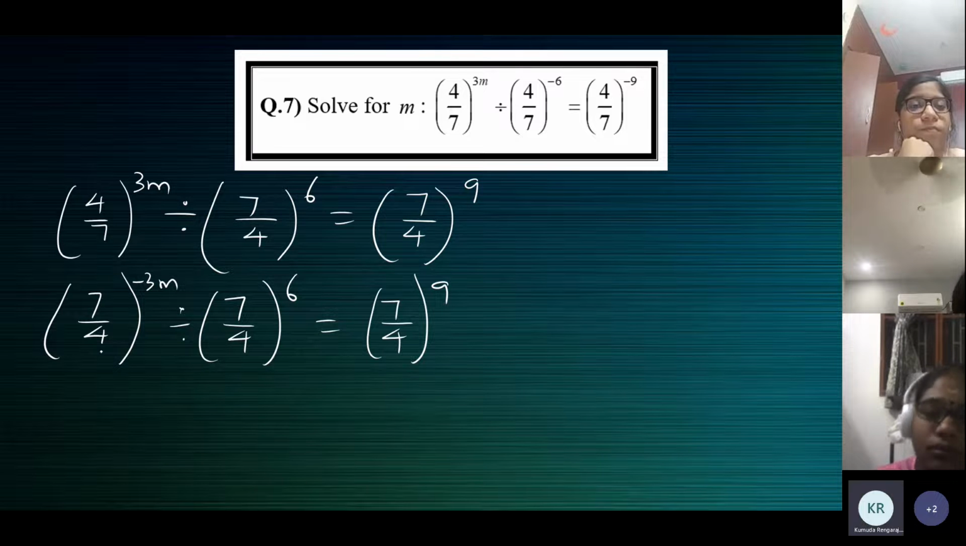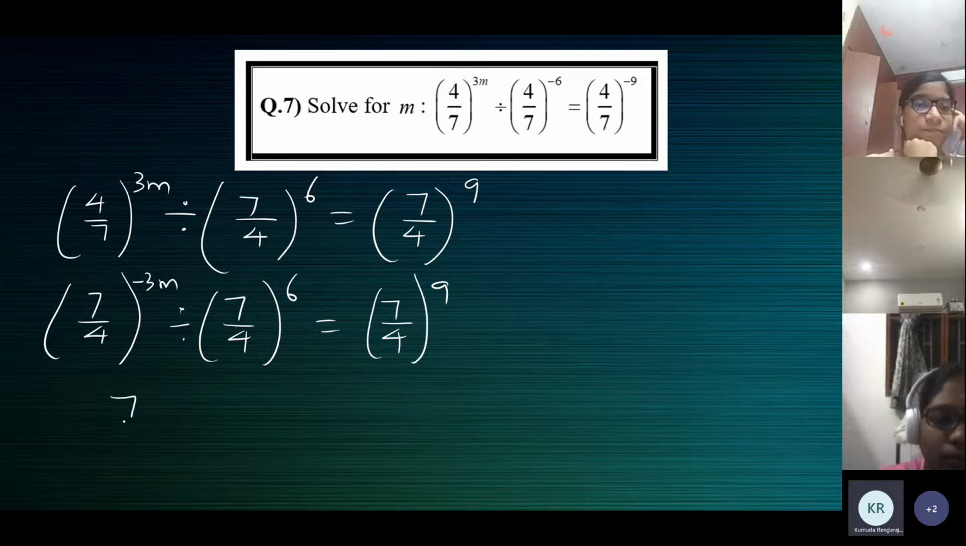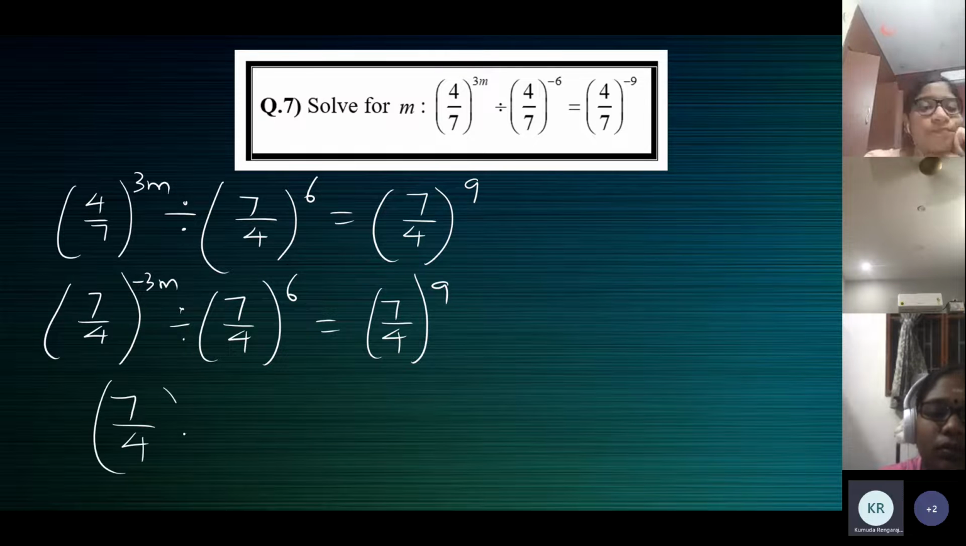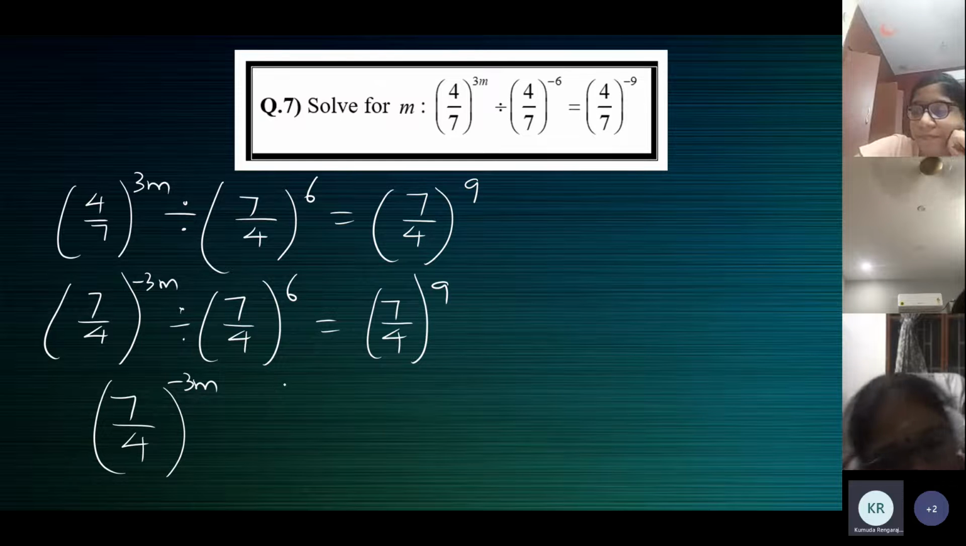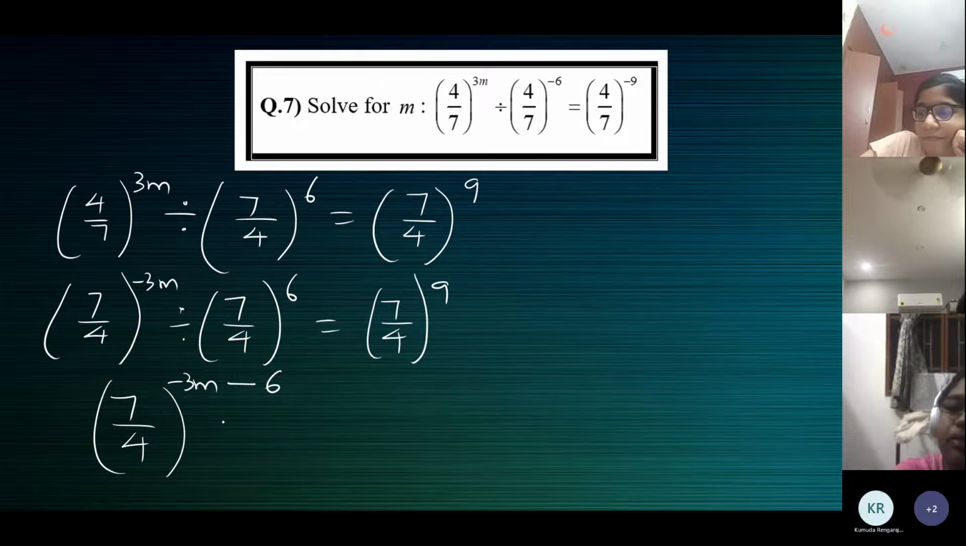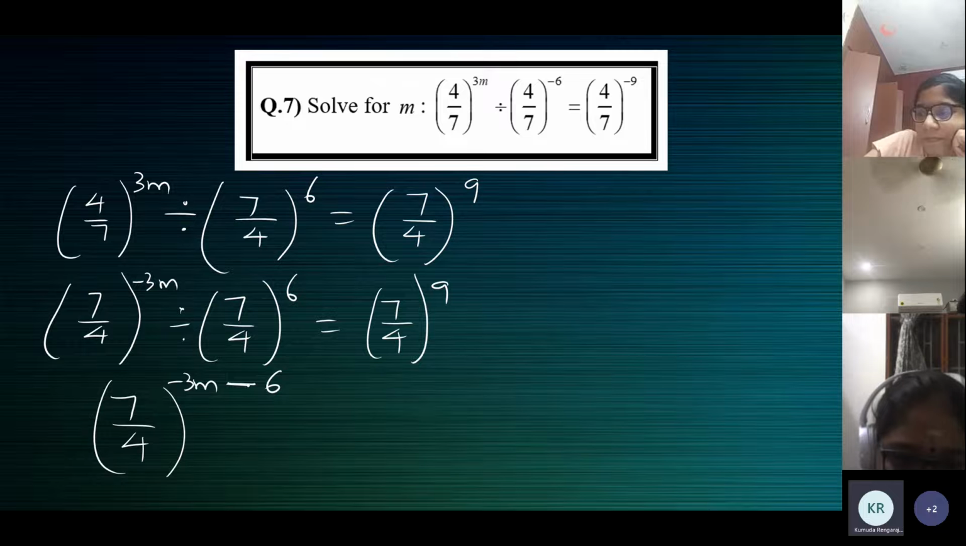Now I'm happy. Oh, the bases are same. 7 by 4, 7 by 4, it's division. So we can subtract the powers. I'm happy because I can use a law and simplify further. So 7 by 4, write the base once and subtract the powers. The first power is minus 3m. The second power is 6. You have to subtract the powers. Is equal to 7 by 4, the whole power 9.